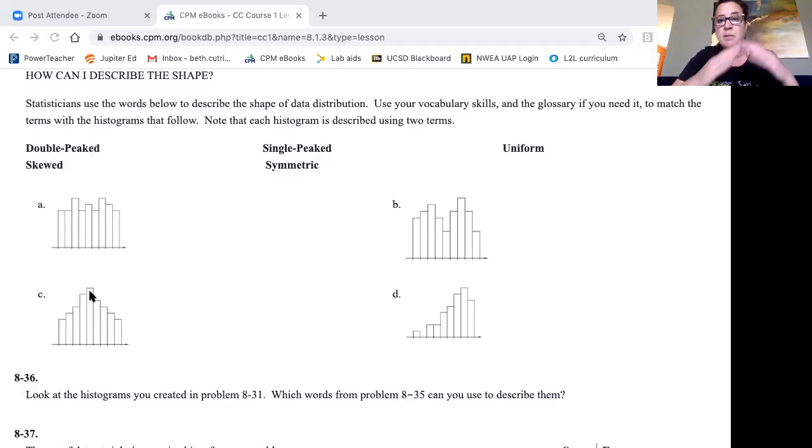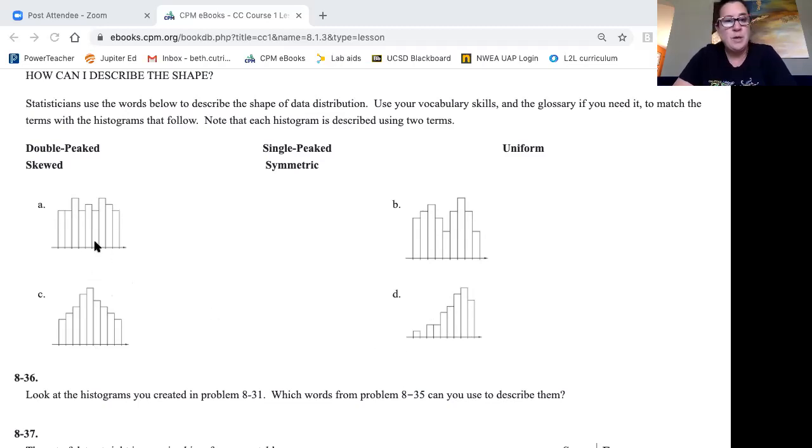So see how this one is symmetric? It's the same on both sides, kind of like a mirror image of each other. This one is not a mirror image. You can't draw a line down the middle and have the same on both sides. So this is skewed. It's leaning to the right. If it was over here, it'd be skewed to the left. Symmetric means you can draw a line down the middle and it's the same on both sides. Same with this. This one's not symmetric and this one's definitely not symmetric.